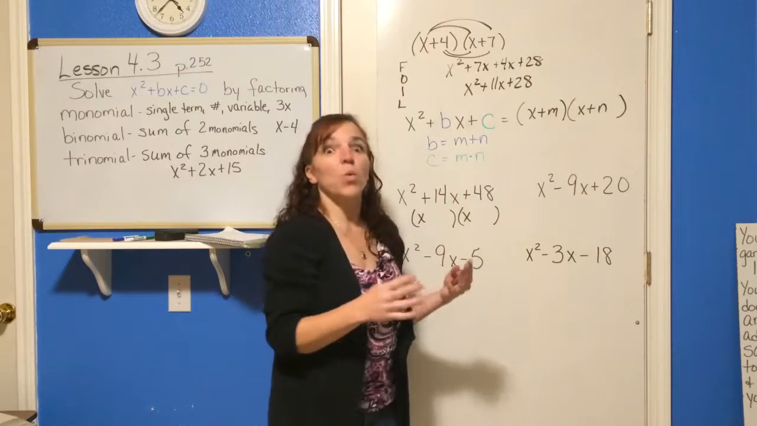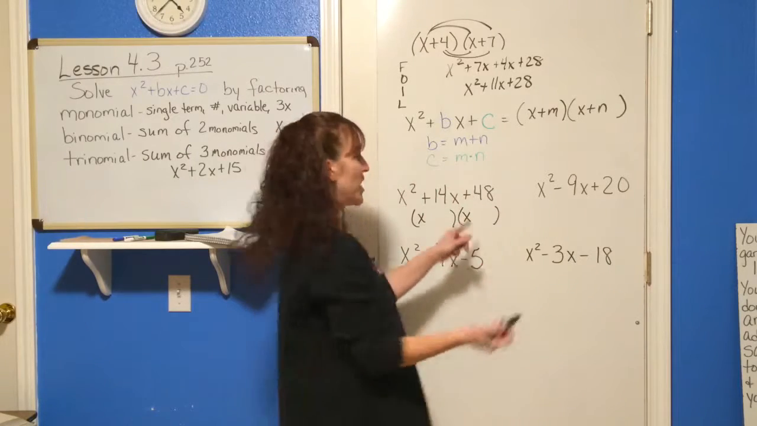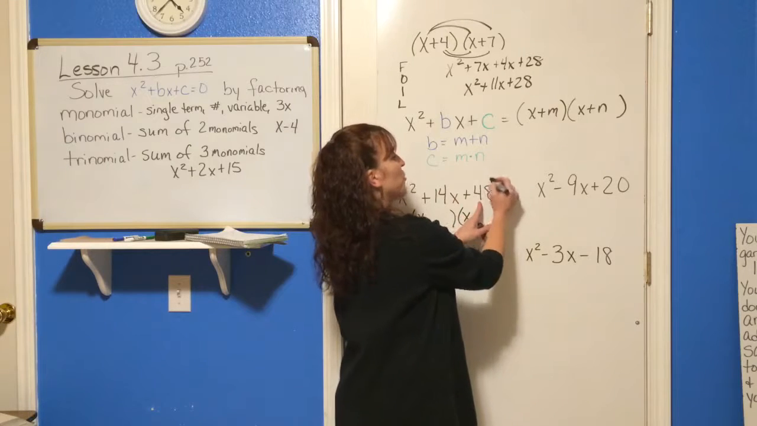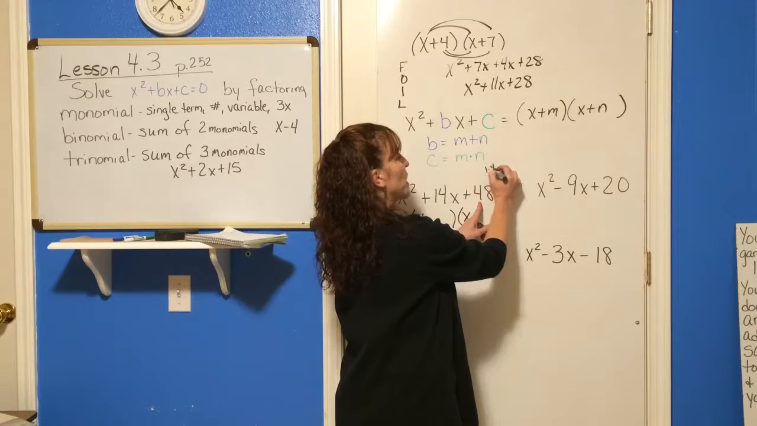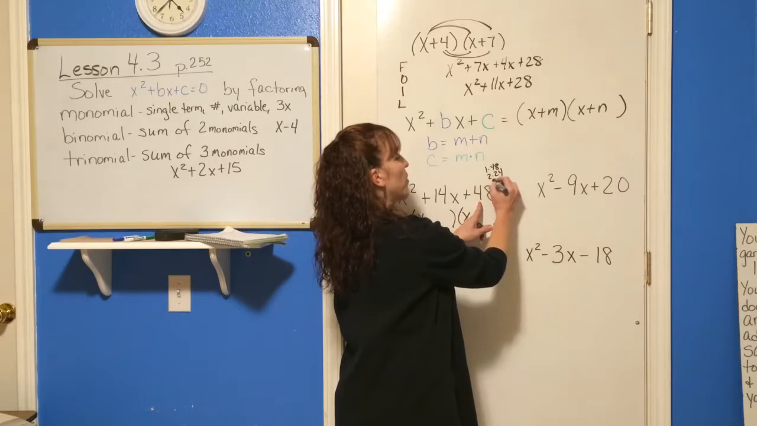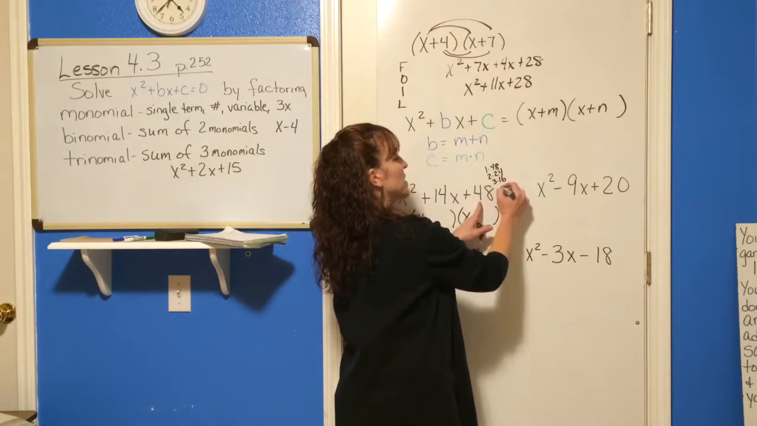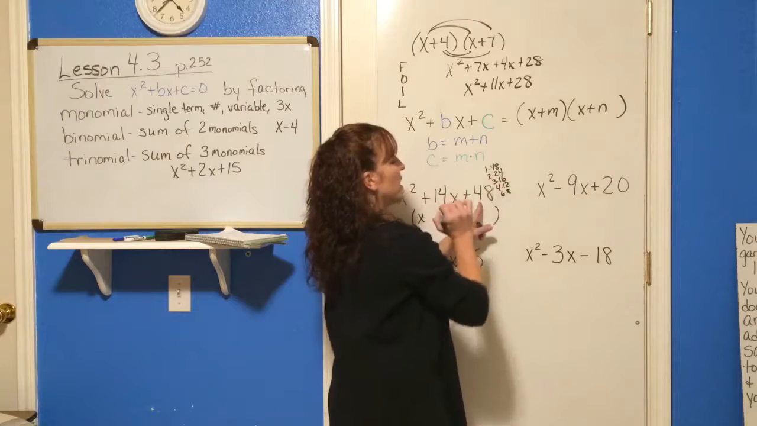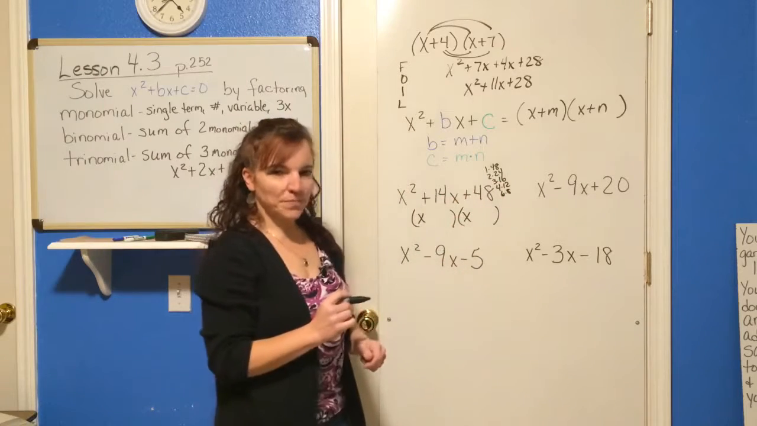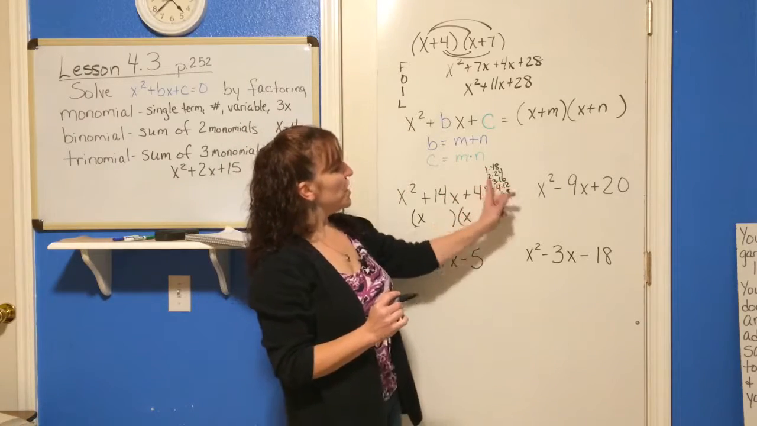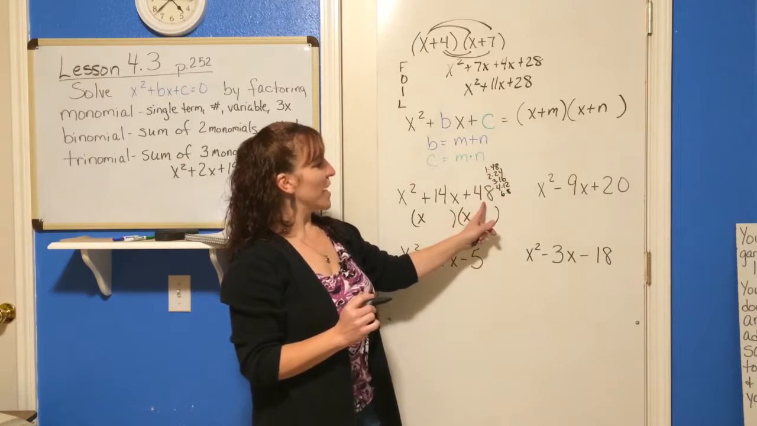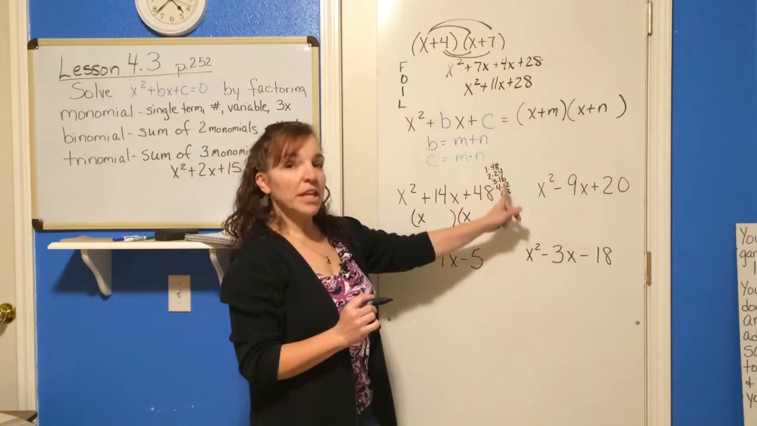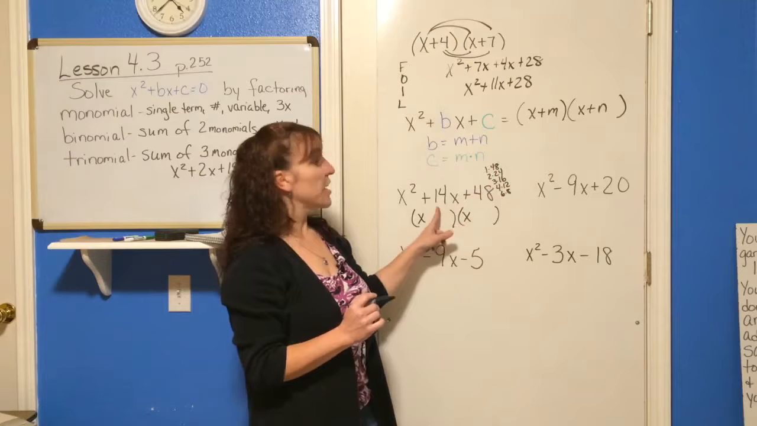So we've got to decide, well, what did we multiply together to get 48? So in this case, we've got several factors. We've got 1 times 48. We've got 2 times 24. We've got 3 times 16. We've got 4 times 12. 5 doesn't work. We've got 6 times 8. And 7, we're done. So these are the numbers we multiply together to get 48. We need some combination of these to add together to get 14.